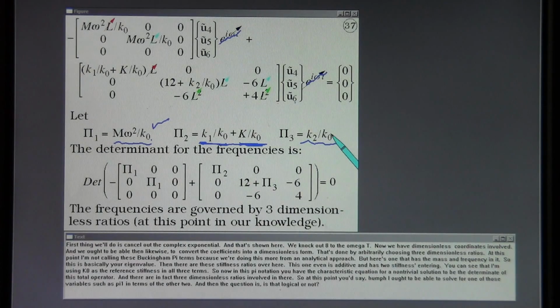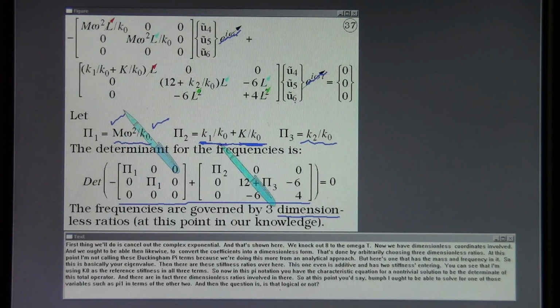So now in this pi notation, you have the characteristic equation for a non-trivial solution to be the determinant of this total operator. And there are, in fact, three dimensionless ratios involved in there. So at this point you would say, I ought to be able to solve for one of those variables, such as pi 1, in terms of the other two. And then the question is, is that logical or not?